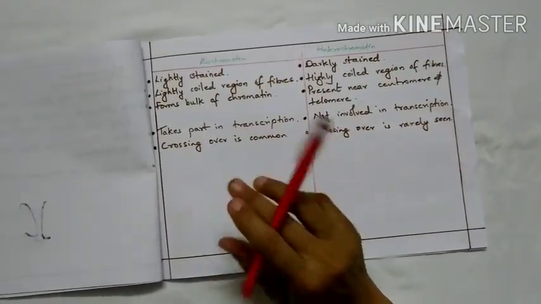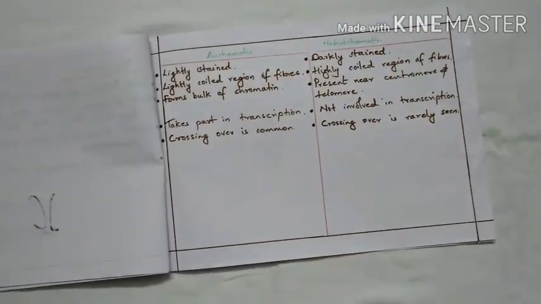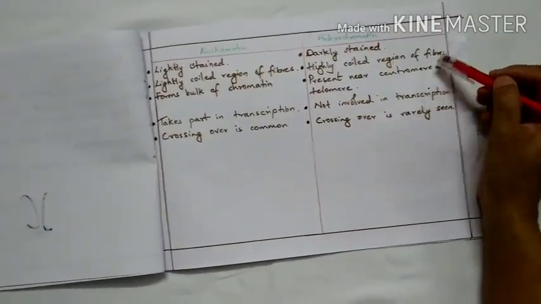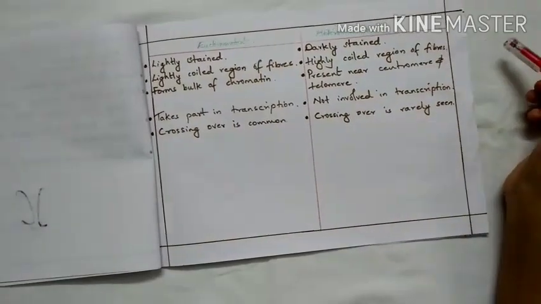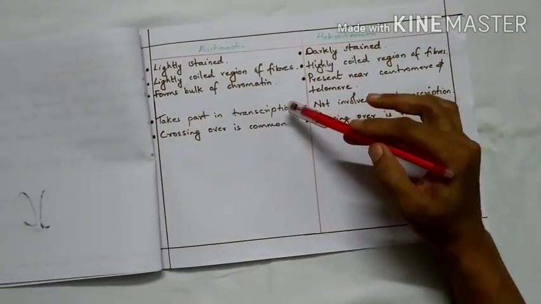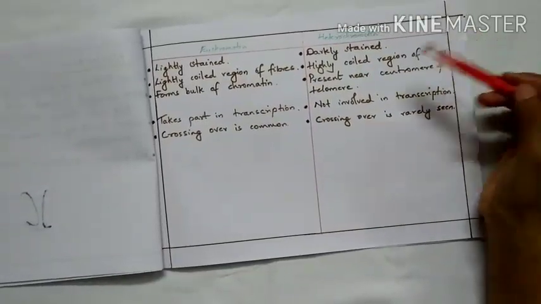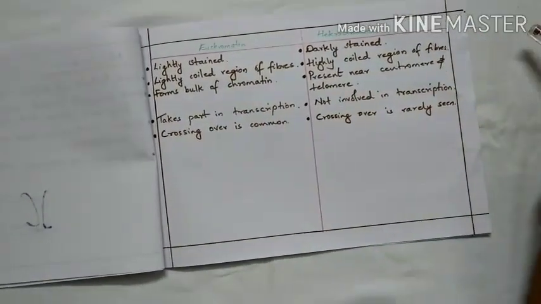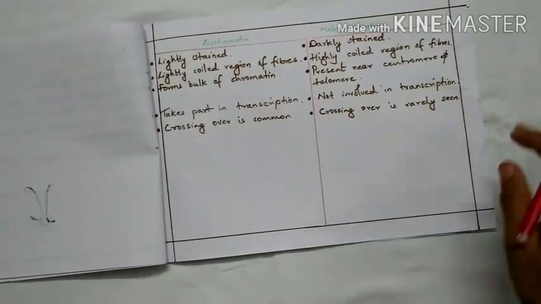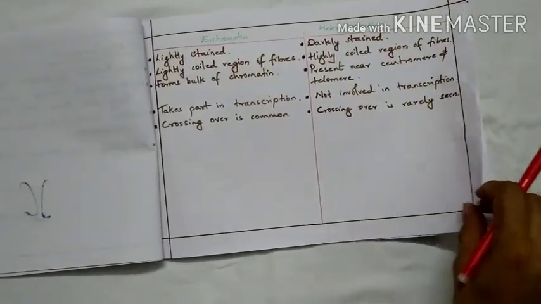Euchromatin forms the bulk of the chromatin material, whereas heterochromatin is found only near the centromere and the tip of a chromosome, also called the telomere. Euchromatin therefore takes part in transcription as well as crossing over, whereas heterochromatin is not involved in transcription or crossing over.